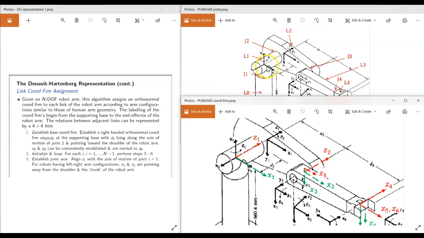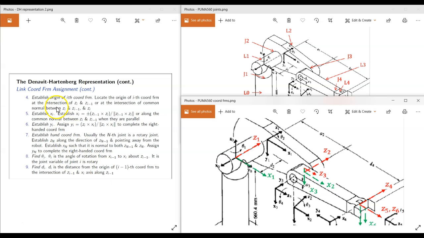And according to step 3, our Z1 should be pointing away, and it's along this line. Okay? So you can imagine Z1 is a long line from here. It goes to infinity and is pointing that way, away from our shoulder. Okay? Step 4, establish origin of the ith coordinate frame.